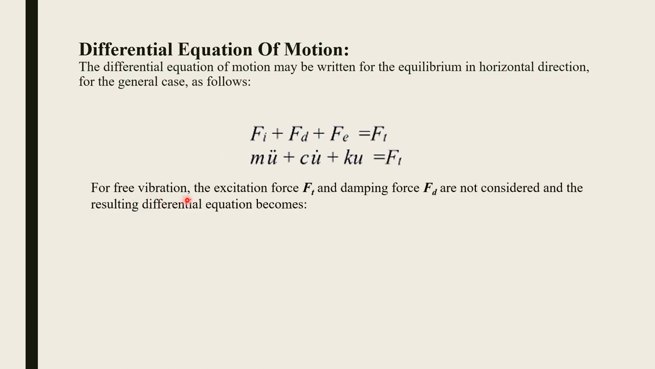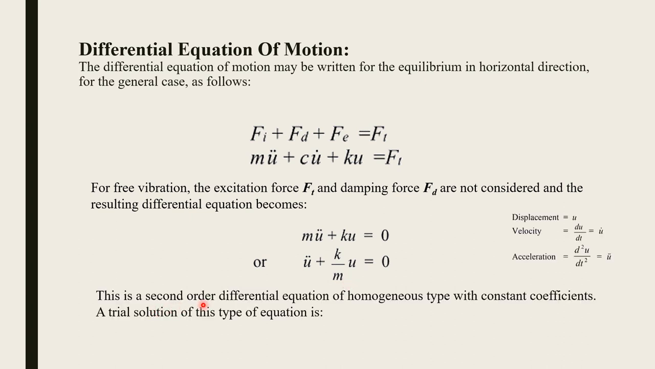For free vibration analysis, the excitation force is first applied, then it is released, which means the excitation force is removed, and the damping force is not considered. The resulting differential equation becomes: for the free vibration analysis we ignore the damping, and second, we equate the right side to zero because we have removed the excitation force. Now the new equation becomes m u double dot plus k u equals zero. Then we divide the equation by m.